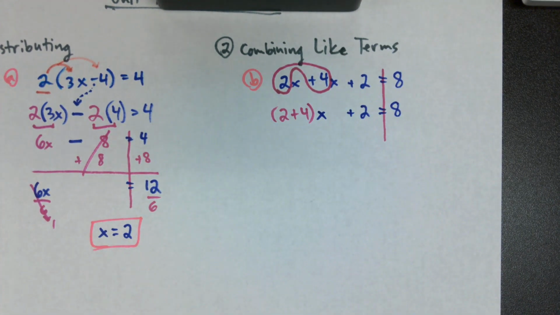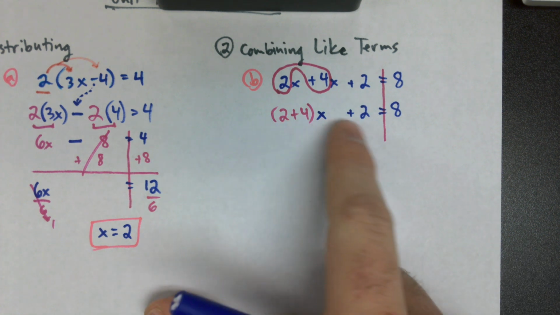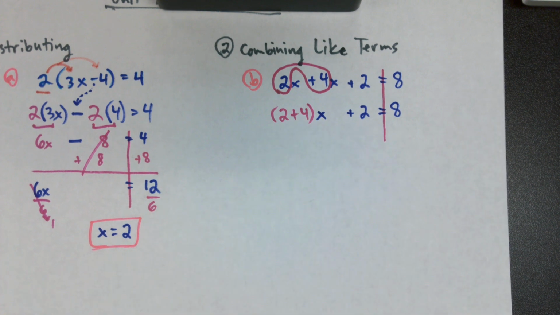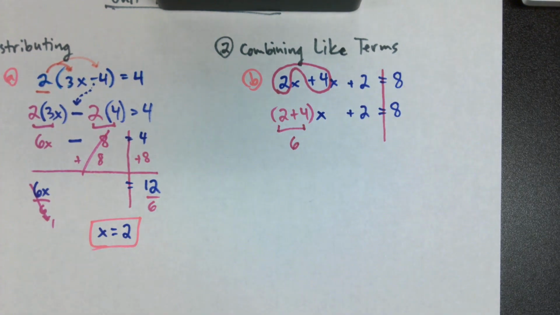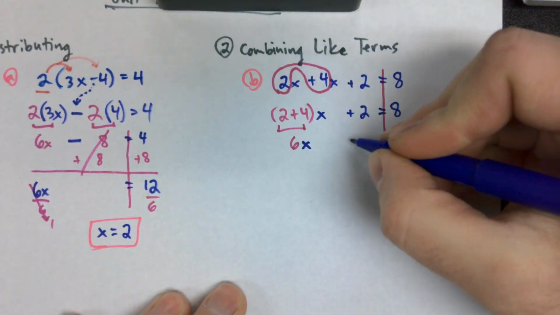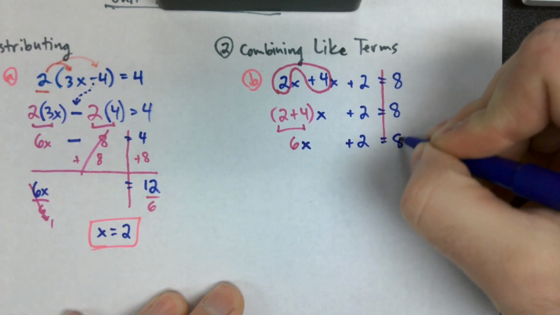Now, if you can look at 2x plus 4x and in your head go, oh, that's just 6x, then you don't have to do this particular step. I'm just showing you exactly what we're doing here. 2 plus 4 gives us a new coefficient of 6 for our variable.